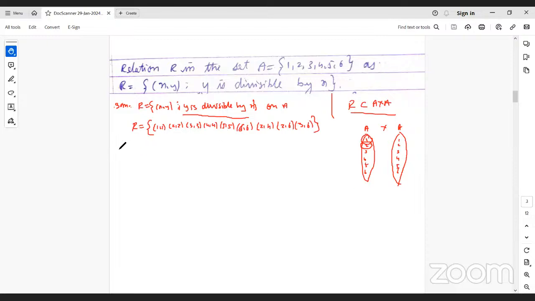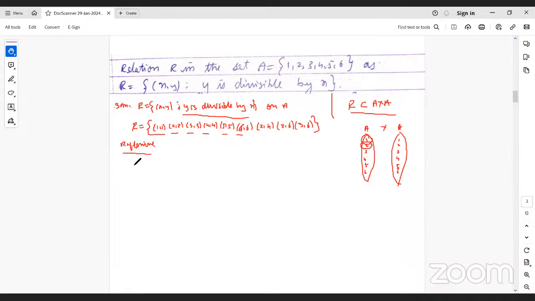So now using the roster form, we can check the conditions. So first condition, what do we have to check? Reflexivity we have to check. So reflexive. For reflexive, see here every element of A, these A comma A: 1 comma 1, 2 comma 2, 3 comma 3, 4 comma 4, 5 comma 5, 6 comma 6. So all these ordered pairs are already present. So we can write, R is a reflexive relation.